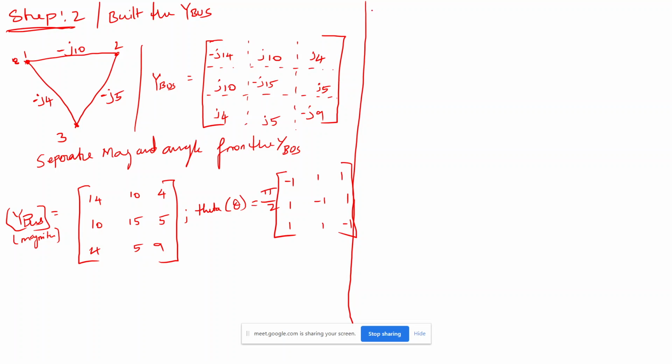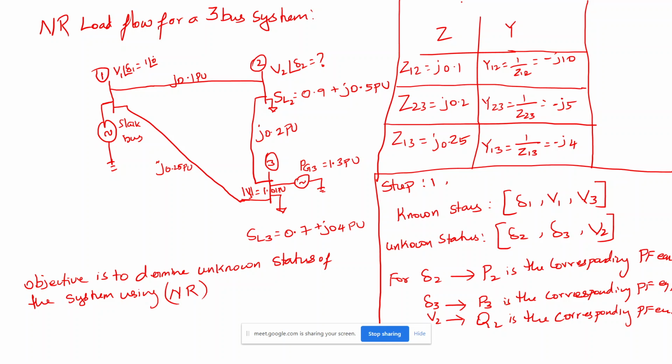And then step 3. Step 3 is to write the functions for the corresponding power flow. So we need to fill up the functions. What are the functions we need to find? Corresponding functions here, you can see P2, P3, Q3. These three are the functions we are going to work out. Why? Because those are the functions which correspond to the unknown states. So what are the unknown states here? Del 2, del 3, V2 are the unknown states. So for this, these are all the corresponding equations.